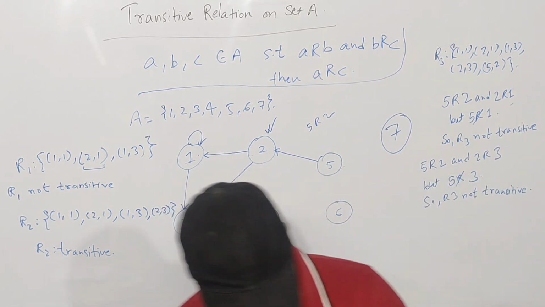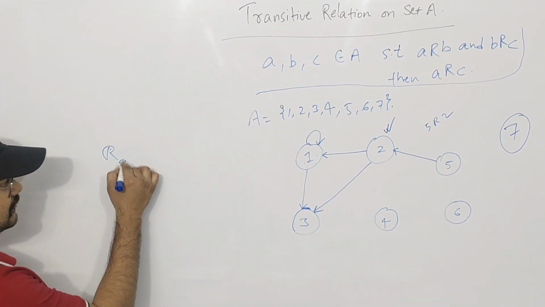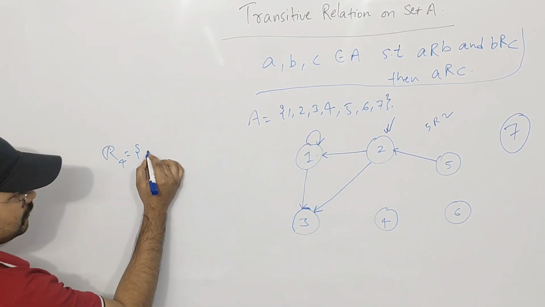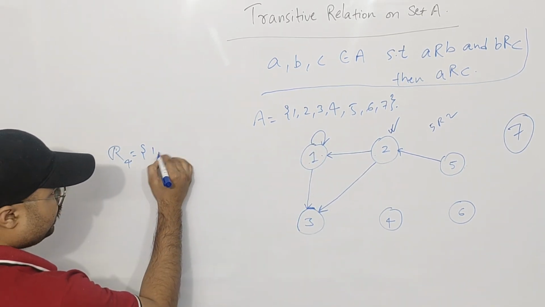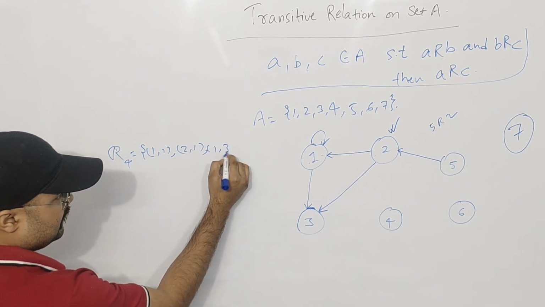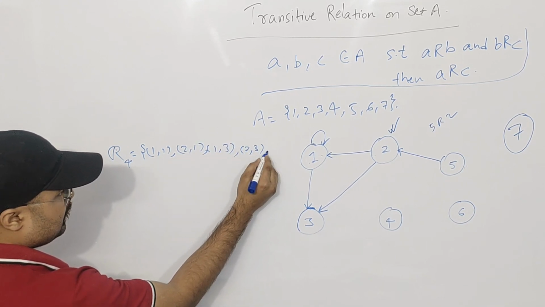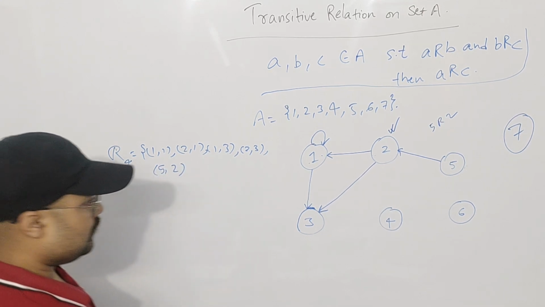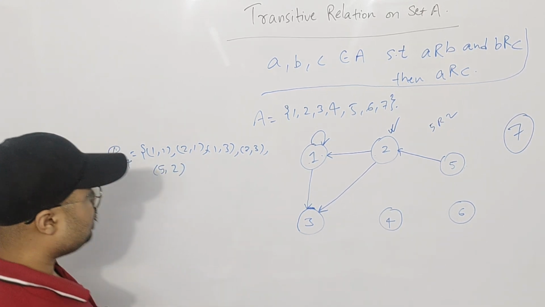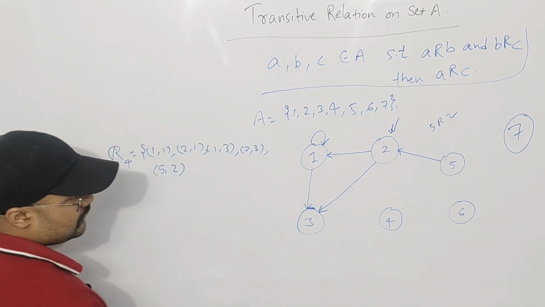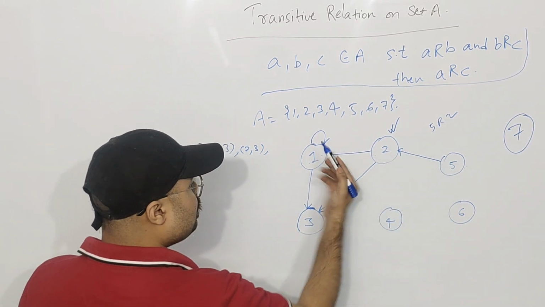We'll take some more examples. Let's say R4 is, just write all of this: (1,1), (2,1), (1,3), (2,3), (5,2). Okay, and I have to make it transitive. If I have to make it transitive, then there should also be an edge from 5 to 1.